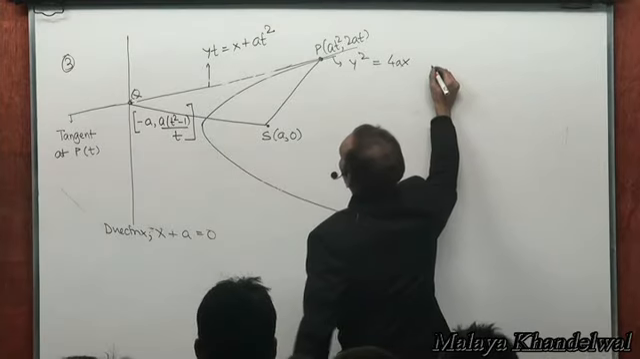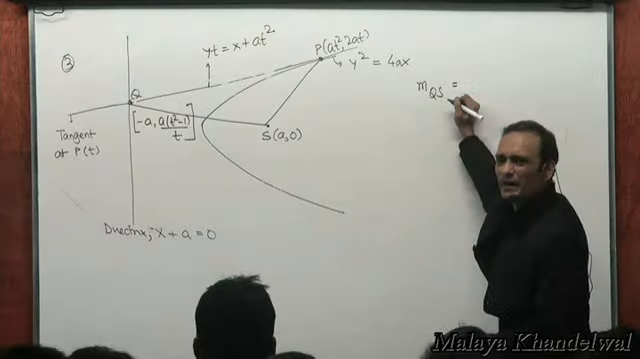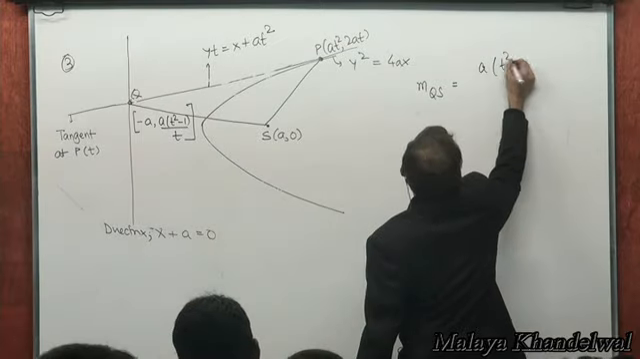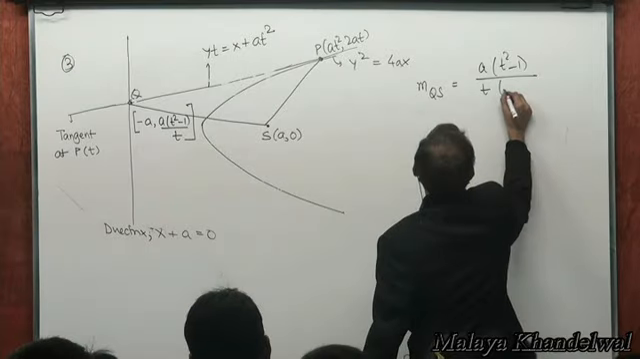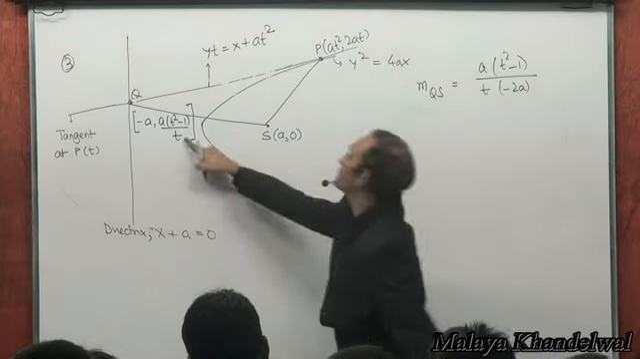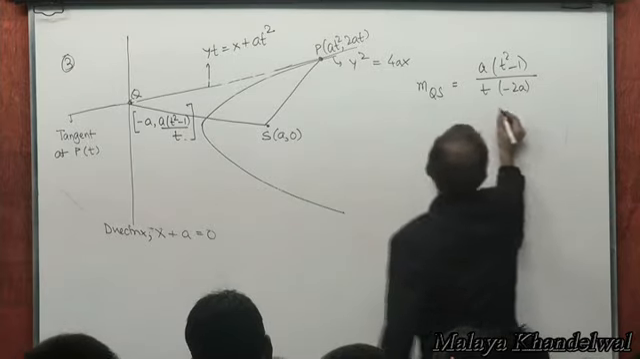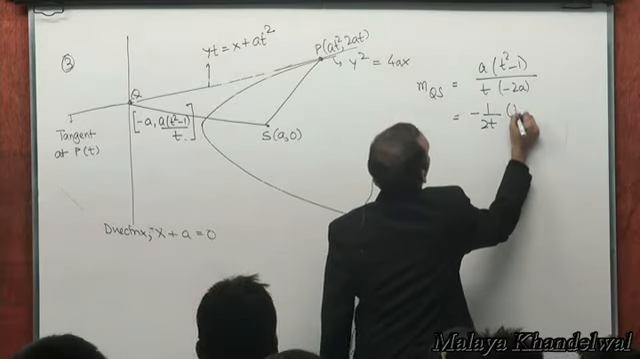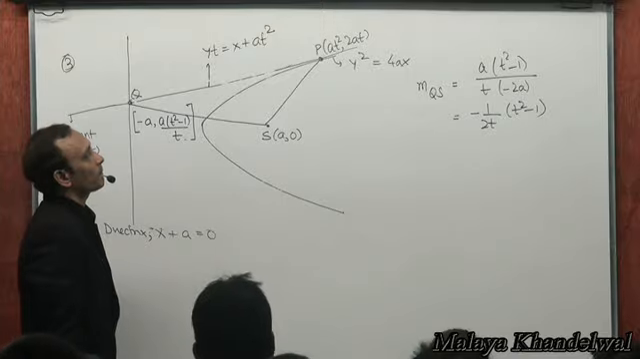Now, what's the slope of QS? y2 minus y1 by x2 minus x1. That's the slope of QS, which is a into t squared minus 1 by t, divided by minus a minus a, which is minus 2a, right? Which is like minus 1 by 2t into t squared minus 1. Yes or no?